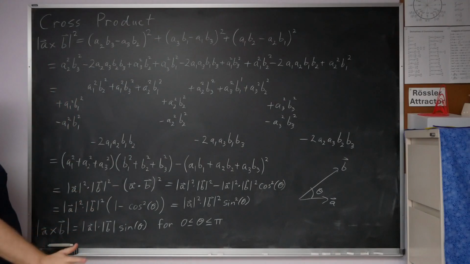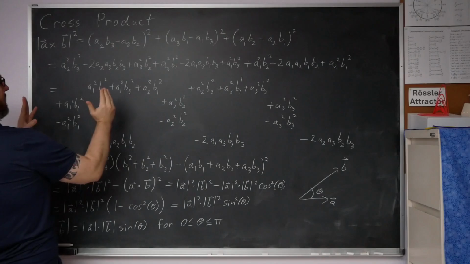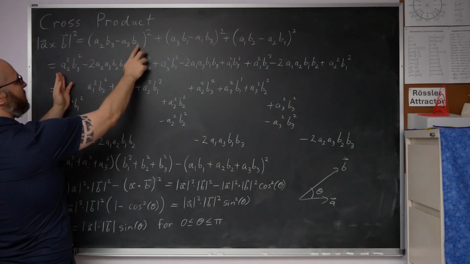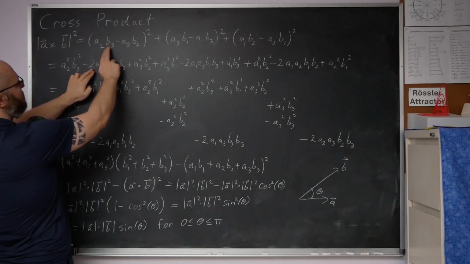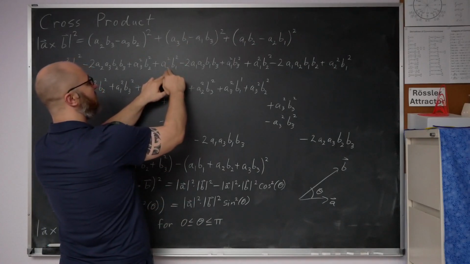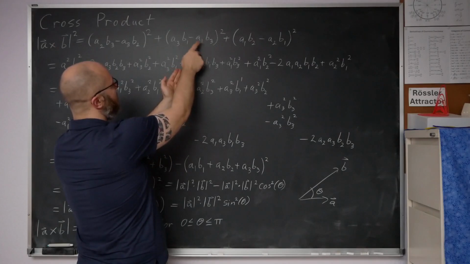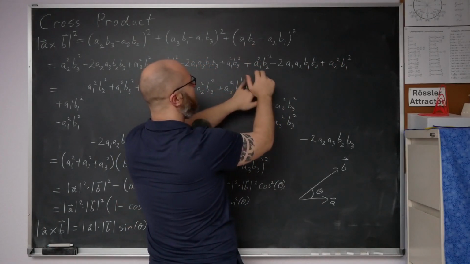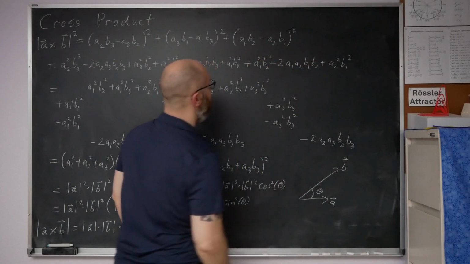All right, so next up, I multiplied it out. If you multiply this piece out, you'll end up with these three terms. So a2 squared b3 squared, a3 squared b2 squared, and in the middle, since it's minus, you get minus 2 a2 a3 b2 b3. Same thing for the next one: a3 squared b1 squared, a1 squared b3 squared, and in the middle minus 2 a1 a3 b1 b3. Last one's the same: a1 squared b2 squared, a2 squared b1 squared, and in the middle a1 a2 b1 b2, and then minus 2 of that.